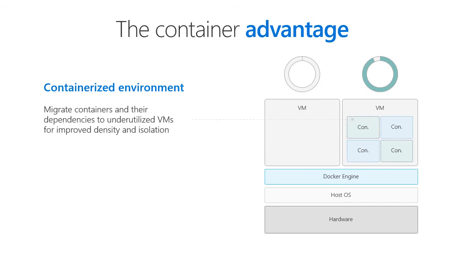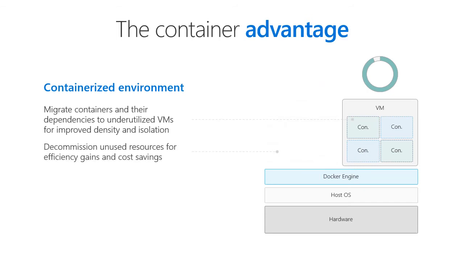So in containerized environments, you can migrate containers and their dependencies to underutilized VMs and improve density and isolation. I hope that you can see the difference between that. Because remember, the objective of a VM is to virtualize the hardware to create more servers, but within those virtual servers, there is underutilization. Containers, on the other hand, you can actually maximize the potential or the capacity of a virtual machine by simply putting in more containers within said virtual machine.